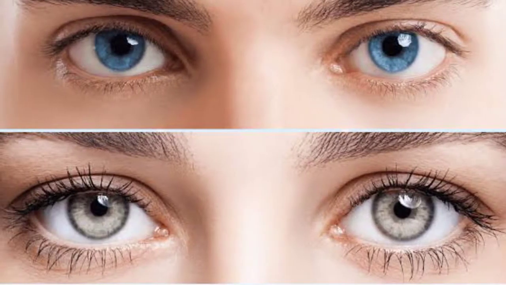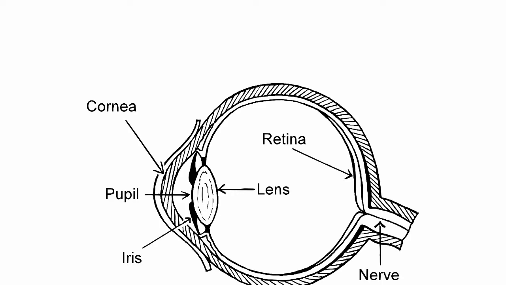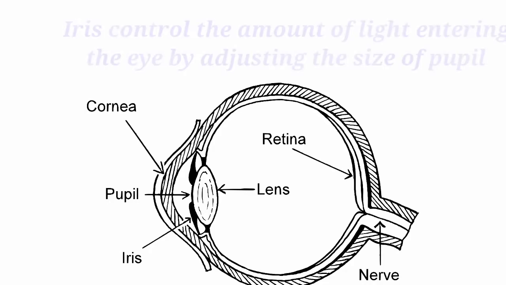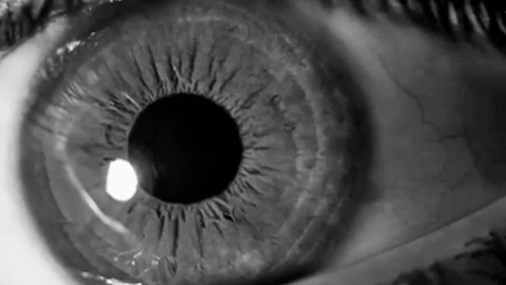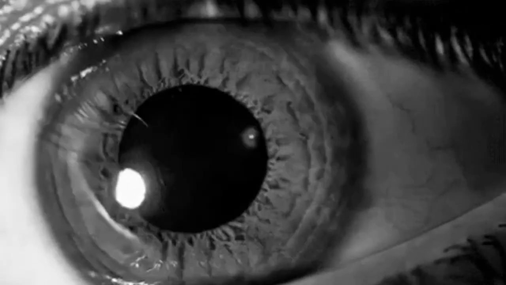Now why do different people have different colored eyes? Due to the iris. The color of the iris depends on the amount of melanin present in it. The iris is just behind the cornea. Now let's understand the function. The main function of the iris is to control the amount of light entering the eye by adjusting the size of the pupil. Your iris adjusts the size of the pupil.